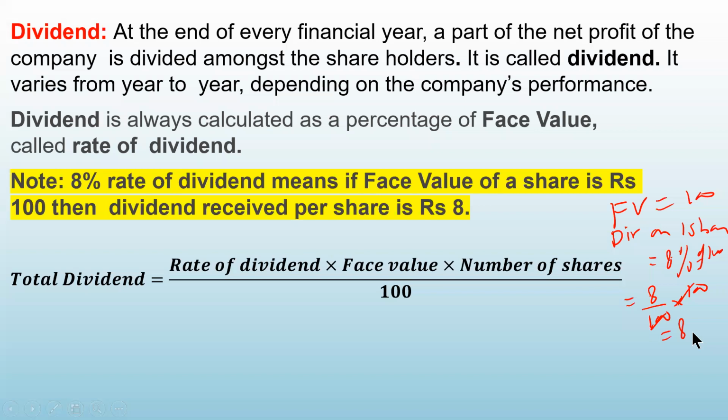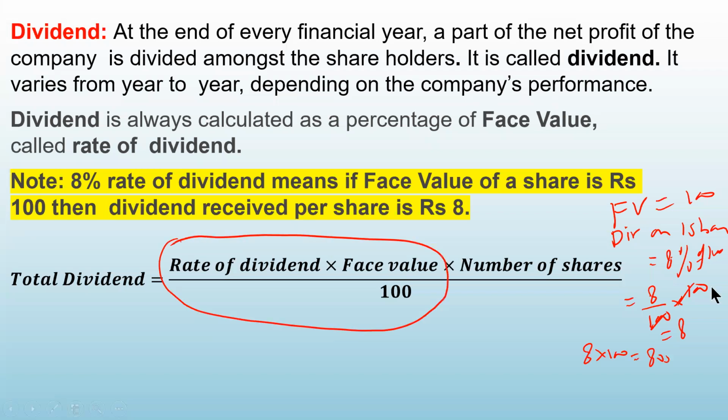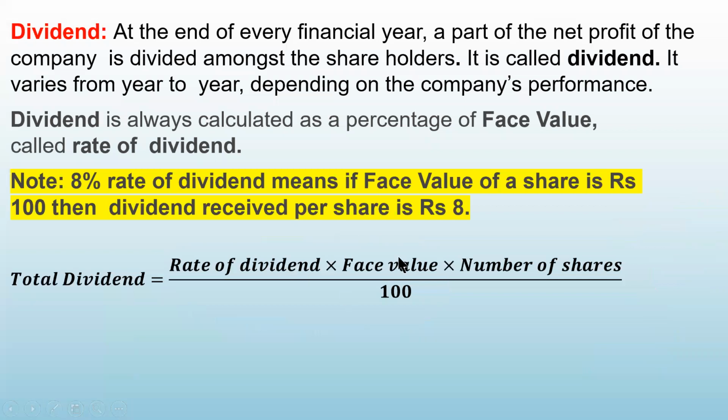When you multiply it by the number of shares, suppose you have 100 shares of the company, then 8 into 100 will give you the total dividend. So total dividend is dividend on one share multiplied by number of shares. This is the dividend on one share: rate of dividend into face value. You see here, rate of dividend is 8%, so 8 upon 100 into face value. So this much will give you the dividend on one share. When you multiply it by the number of shares, you will get the total dividend. So this gives you a formula to calculate the total dividend. Total dividend is rate of dividend into face value into number of shares divided by 100.